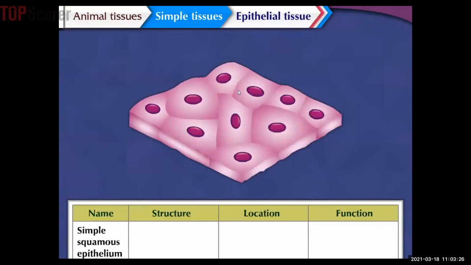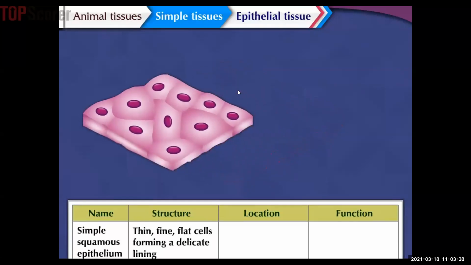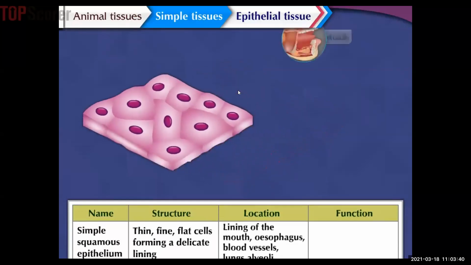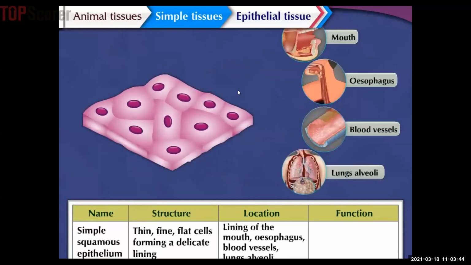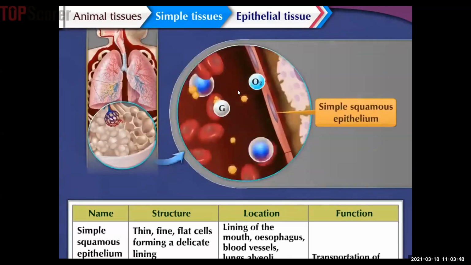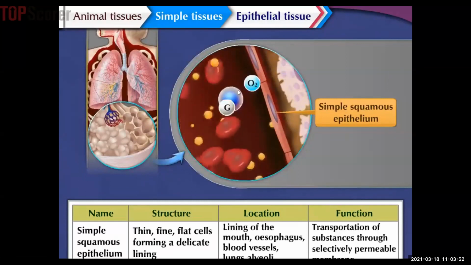Simple squamous epithelium. The cells of this tissue are extremely thin, fine, and flat, and form a delicate lining. These cells are situated in the lining of the mouth, esophagus, blood vessels, lung alveoli. It performs the function of transportation of substances through selectively permeable membrane.